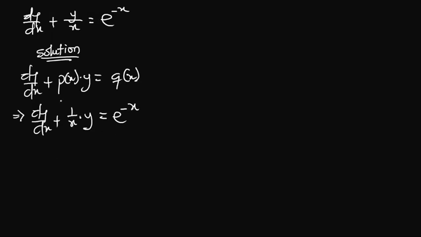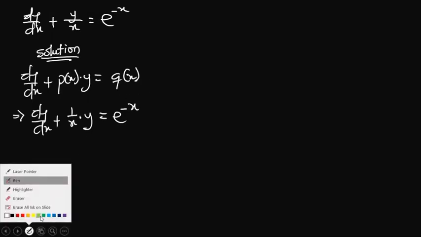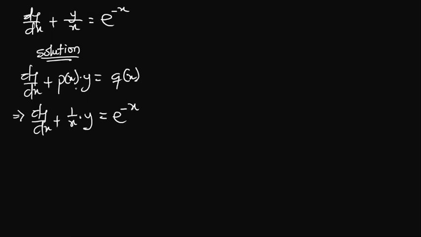So we can now go ahead and find what our p of x is and what our q of x is. If we compare these two equations, we realize the function p of x is equal to the 1 over x that we have over here. Then the function q of x is equal to the negative e raised to the power negative x that we have over there.